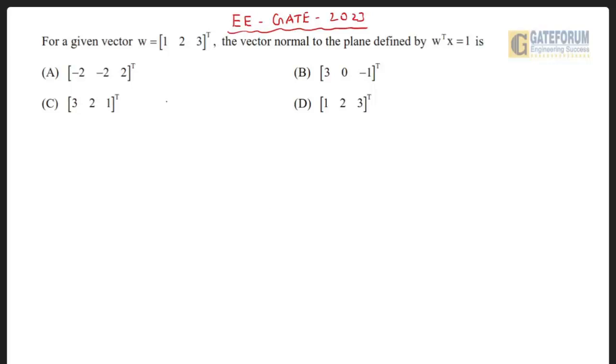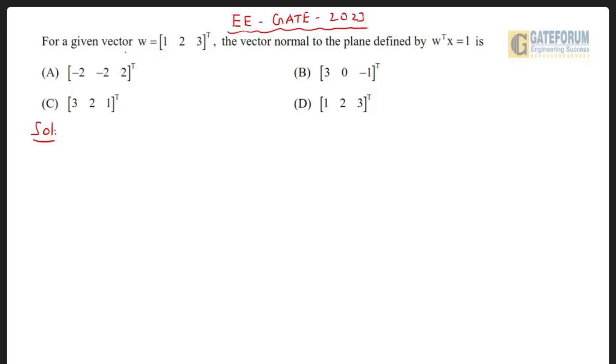Now, the first question. For a given vector W equal to [1, 2, 3] transpose of a row matrix, the vector normal to the plane defined by W transpose X equal to 1 is. Four options are given. This is from engineering mathematics, from the topic vector calculus. The solution is: vectors can be represented in IJK notation, as a directed line segment, or in row vector or column vector notation. We know that a plane equation is generally a first degree equation in XYZ coordinates.